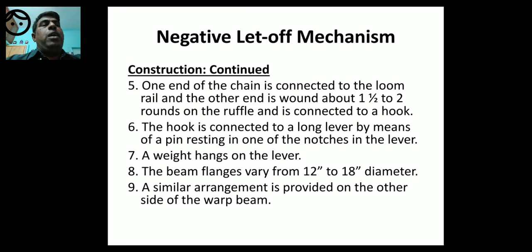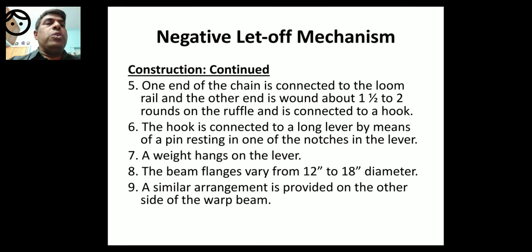Next point, a similar arrangement is provided on the other side of the warp beam. Suppose this weaver's beam is there, there is only one weaver's beam. There is no similar arrangement for that. On the weaver's beam, on the left hand side there is a ruffle, there is a chain, there is a hook, there is a long lever, there is a notch, there is a dead weight. Similar arrangement is provided on the other side, right hand side also.